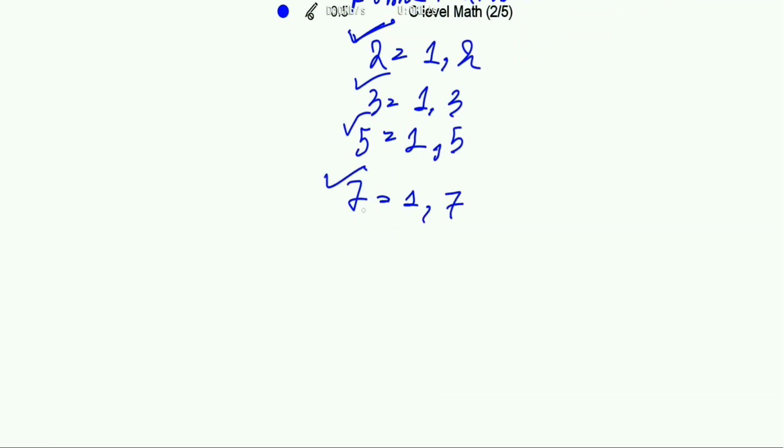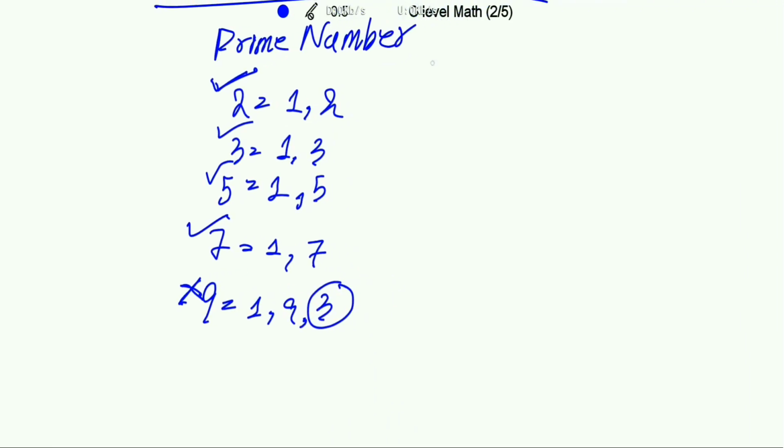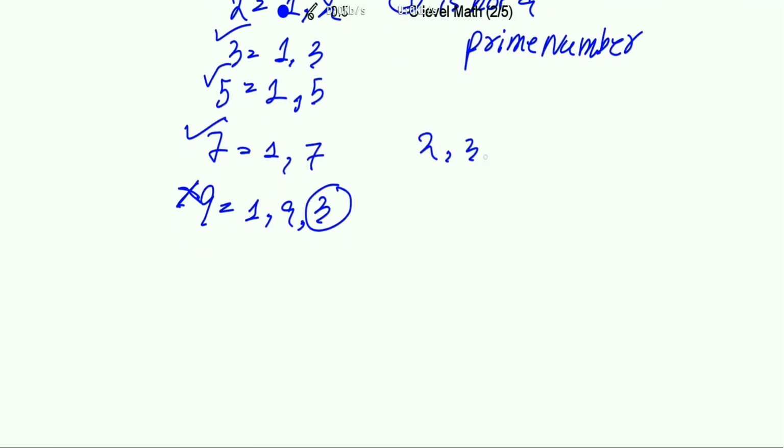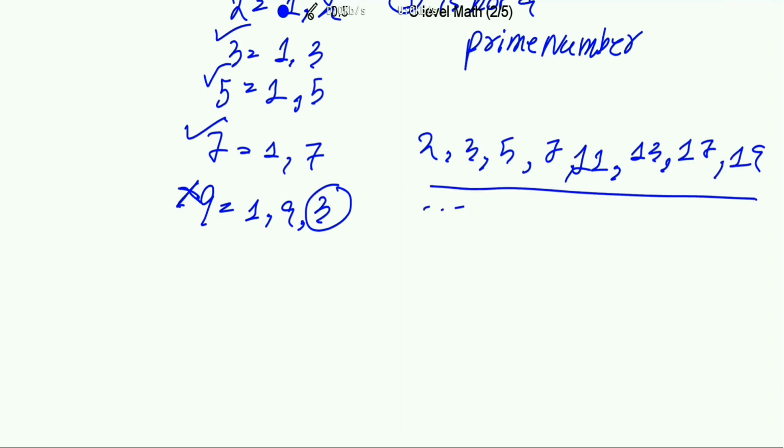But what if I say 9 is a prime number? No, because it has 1 and 9, but it also has 3. So 9 is not a prime number. We can keep on going like this. One thing to remember is that 1 is not a prime number. So we're going to start like this: 2, 3, 5, 7, 11, 13, 17, 19. These are all numbers which have only 1 and itself as factors. So these are prime numbers.